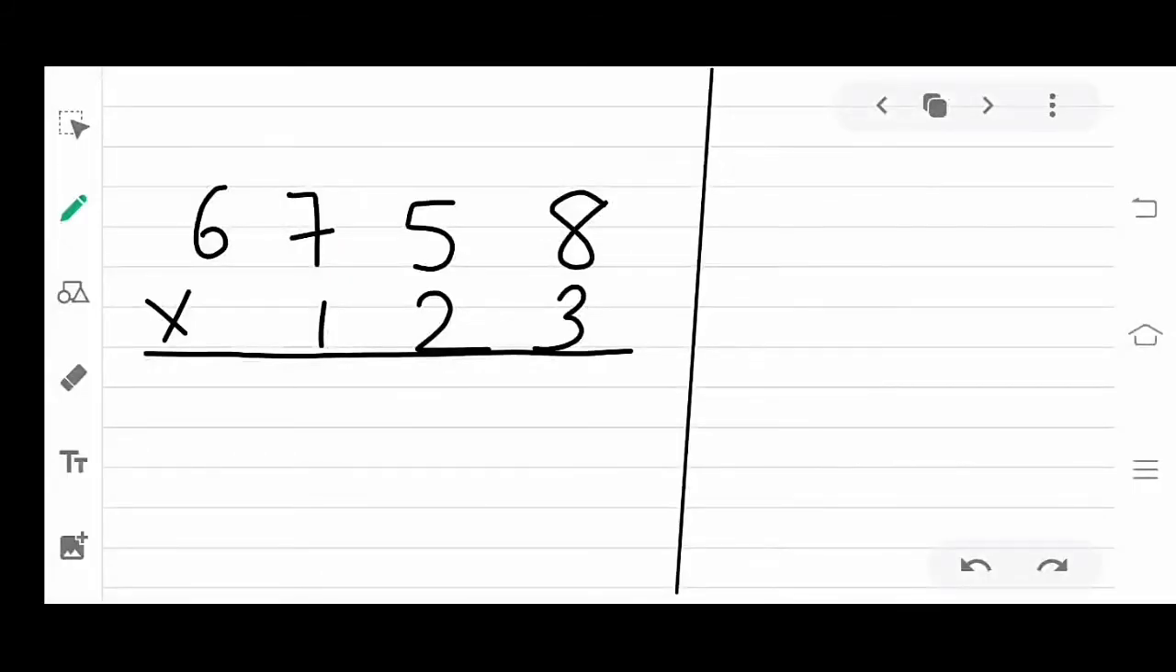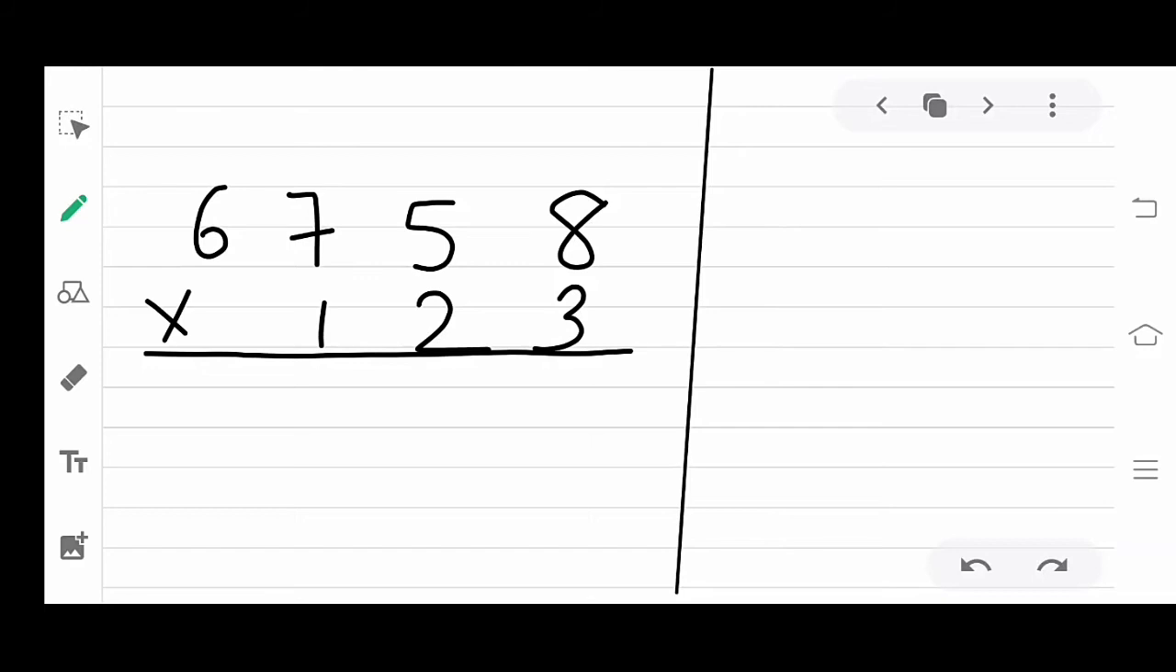Students, now we are going to learn about 4 digits multiplied by 3 digits. On your screen, you can see 6758 multiplied by 123. In our previous lesson, we learned 3 digits by 3 digits, and here we are going to learn 4 digits by 3 digits. So there are no changes, no other steps are added, but we are going to add just 4 numbers. So let's start with the ones.